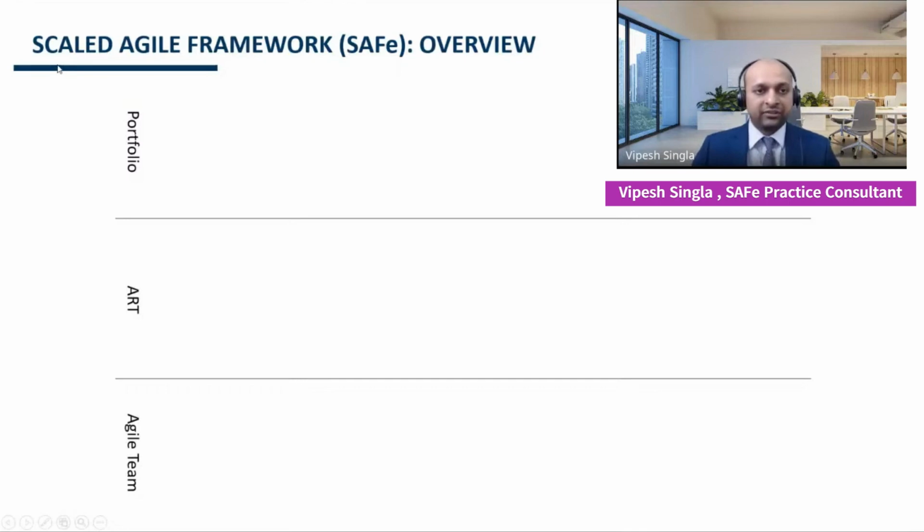Hi all. The next topic we are going to discuss is basically the overview of Scaled Agile Framework. In this particular slide, we'll try to cover the most important aspects of SAFe. SAFe is usually implemented at three levels: portfolio level, ART, which is also called Agile Release Train level, and then Agile Team level.